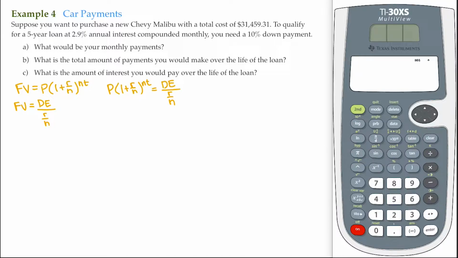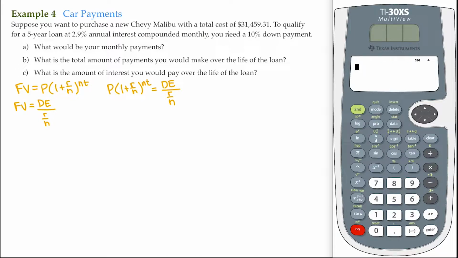So now as we read this scenario here, it says, suppose you want to purchase a new Chevy Malibu with a total cost of $31,459.31. To qualify for a 5-year loan at 2.9% annual interest compounded monthly, you need a 10% down payment. A says, what would be your monthly payments? B, what is the total amount of payments you would make over the life of the loan? And C, what is the amount of interest you would pay over the life of the loan?